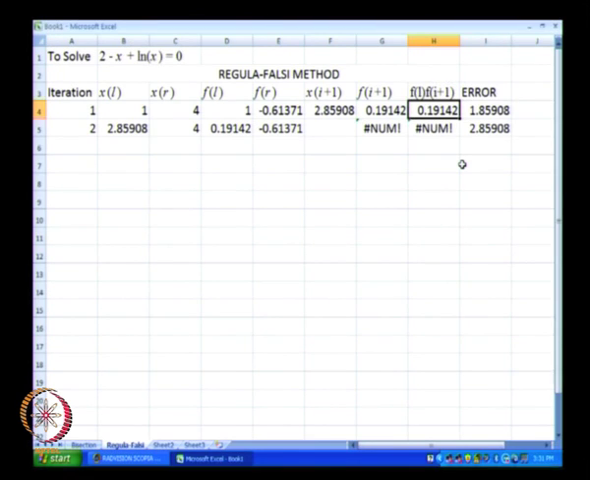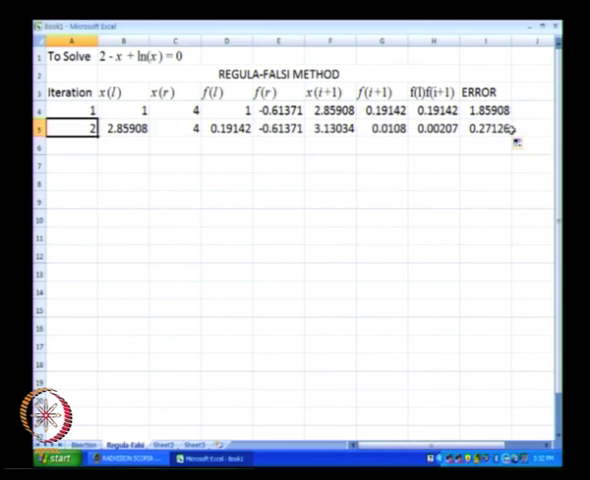Because this particular product is positive, that means essentially x of i plus 1 lies on the same side of the solution as x of l, and we replace x of l with x of i plus 1. Okay, so what we are now going to do is take these values and drag them below, and this is going to be our new x of i plus 1. Likewise, we will have a new value for the error as well.